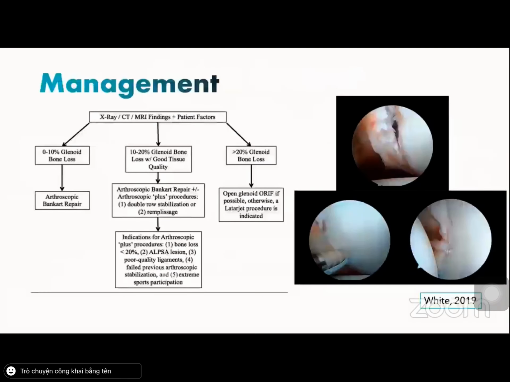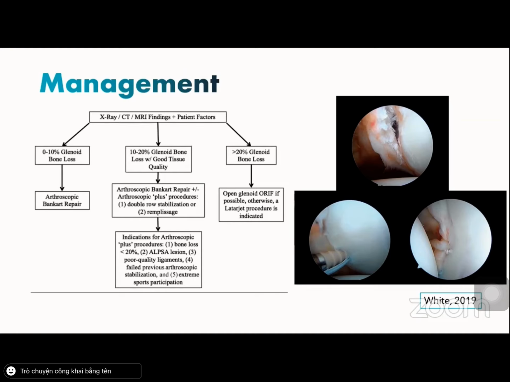Surgical management of patients with shoulder instability is dependent on, number one, patient lifestyle factors, and number two, imaging findings. In most simple cases with an anterior labral tear, the patient undergoes an arthroscopic Bankart repair where the tear is repaired through anchor sutures, as shown by the arthroscopic images on the right.